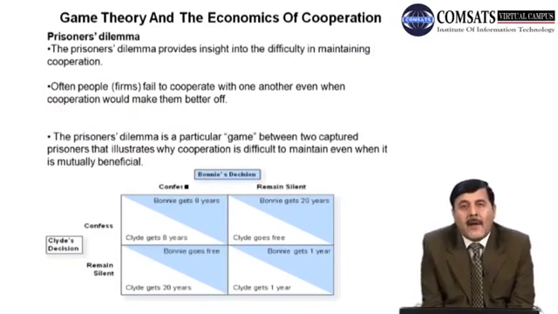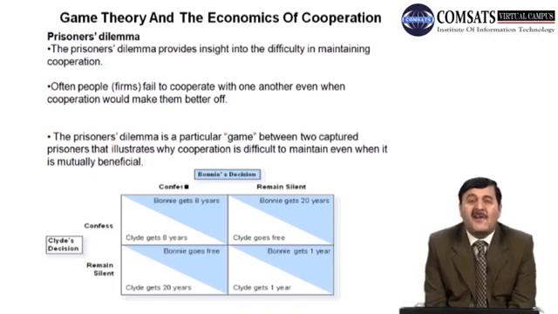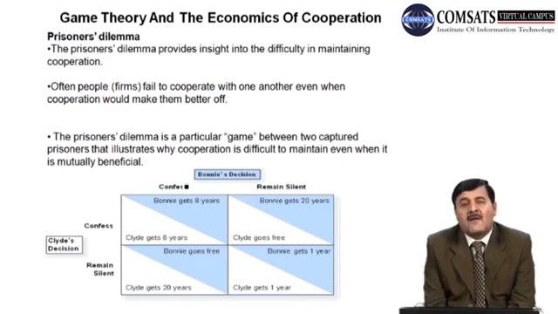Now we'll try to explain game theory and the economics of cooperation with the help of the prisoner's dilemma, which is one of the famous examples of game theory. Now what is the prisoner's dilemma? It provides insights into the difficulty in maintaining cooperation, right? So basically the prisoner's dilemma tells us what difficulties the criminals face in maintaining cooperation and getting maximum benefit by cooperating with each other.